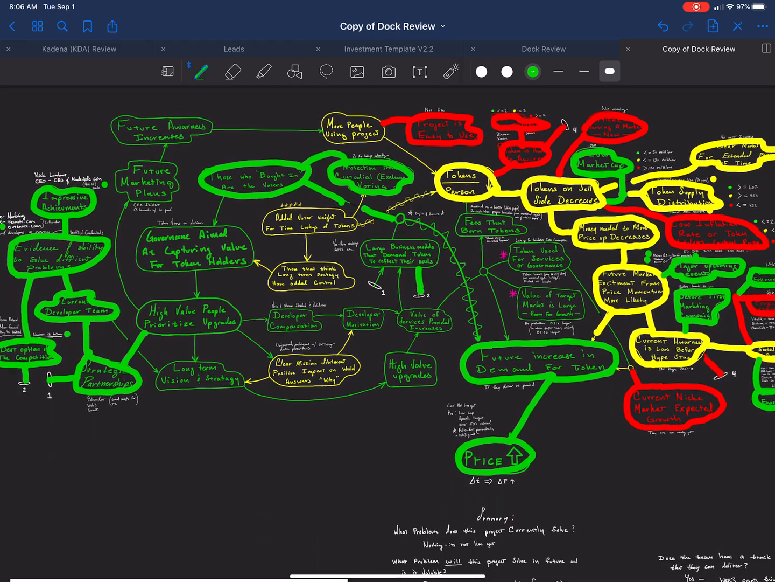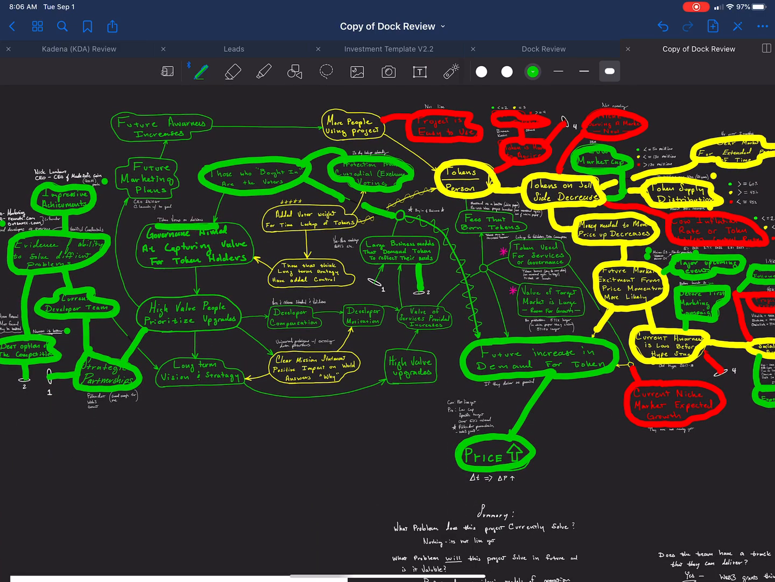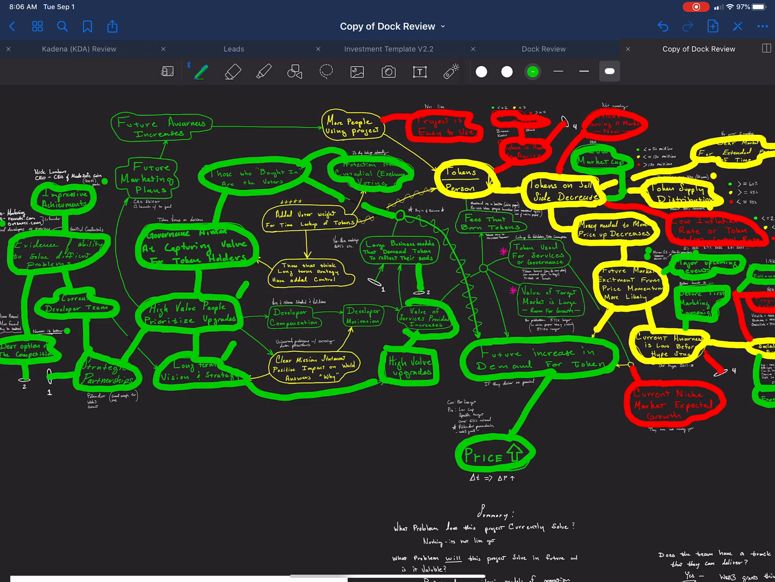Token, so this is a typical governance. The token holders vote. So that's a good business model, at least for the token holders, because if the token holders are in control, they represent the price of the token. So I do expect people to come on that favor the price, and long-term vision to favor price. High value upgrades, I do expect that to happen. Value of services provided to increase, I do expect that.